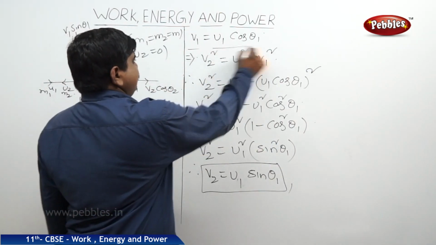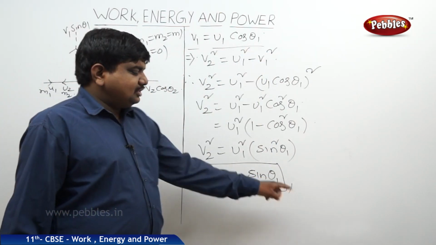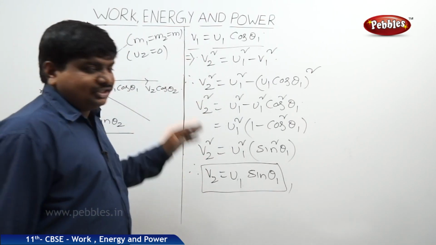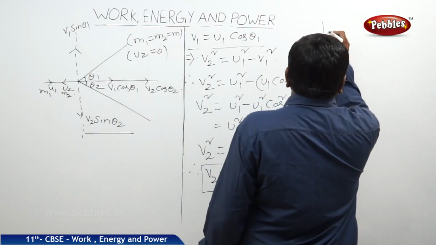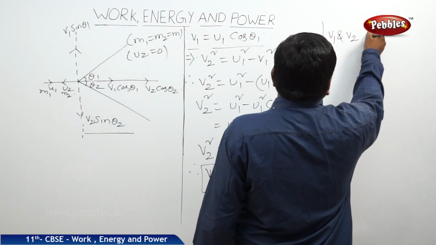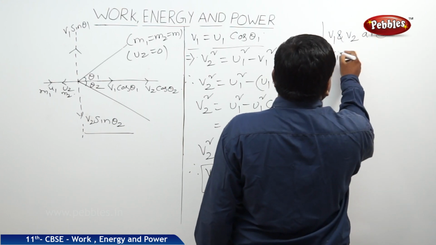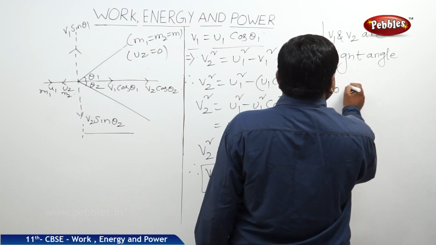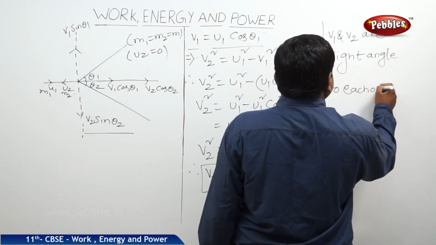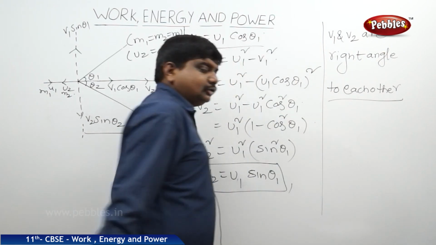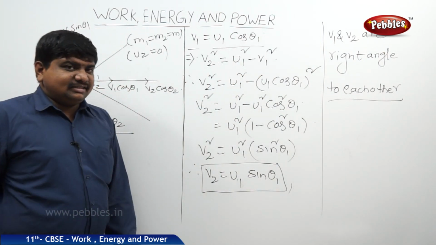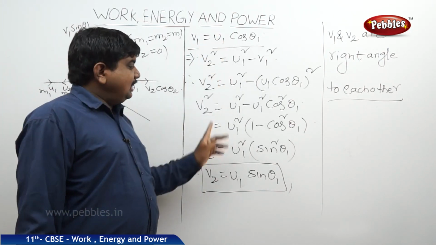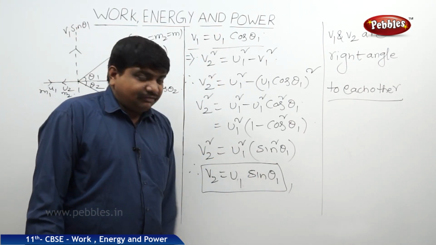So, we want v1 is equal to u1 cos theta, v2 is equal to u1 sin theta. Therefore, v1 and v2 are right angles to each other. So, finally, we got the final velocities of the collided bodies in oblique collision. After the collision, we have find v1 as a function of cos theta 1, v2 as a function of sin theta 1.